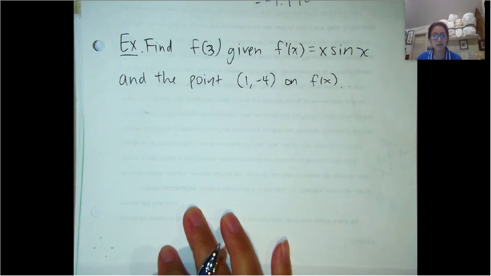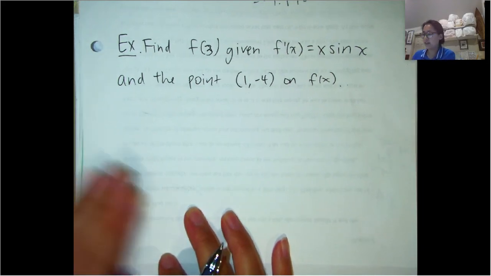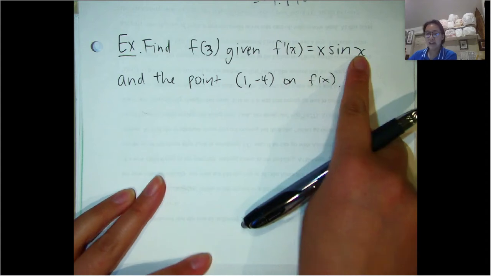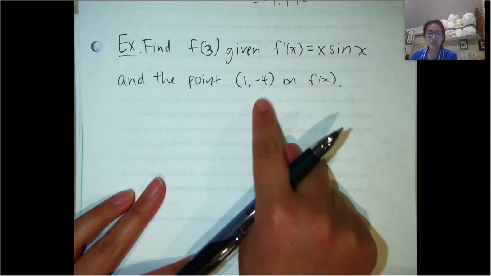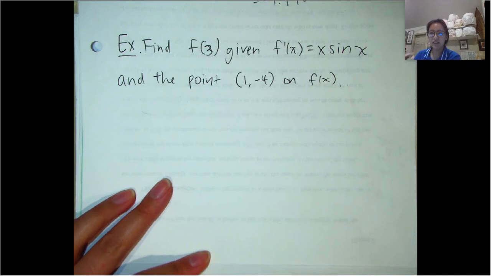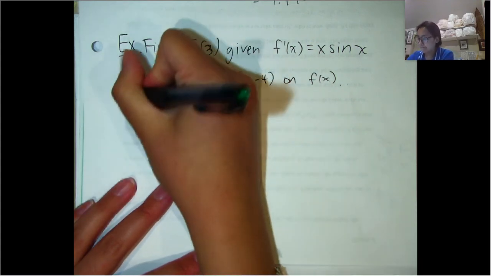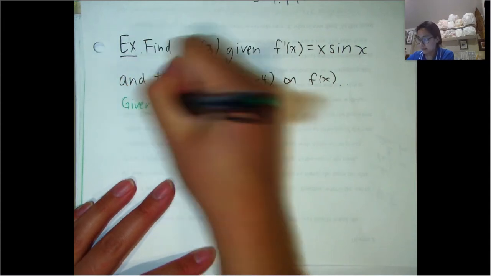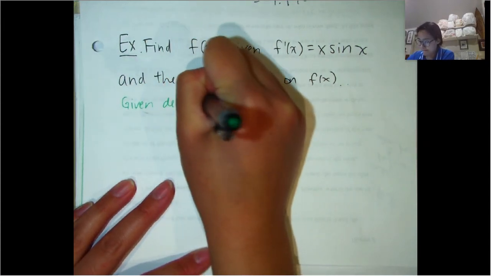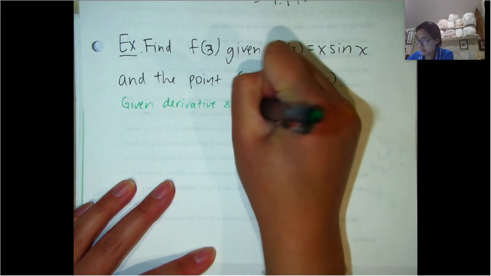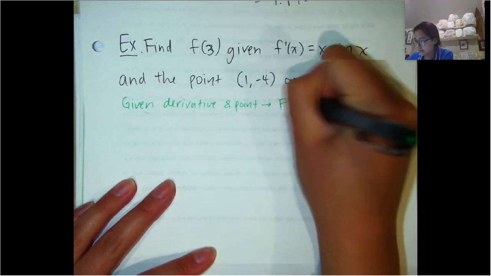So what I want you to notice from this problem is you are given a derivative and you are given a point. So anytime you see a problem and you look at the information that's given to you and you see a derivative and you see a point, you should recognize that you should be using Fundamental Theorem of Calculus number 3. Okay, so given a derivative and a point, you should be using FTC3.